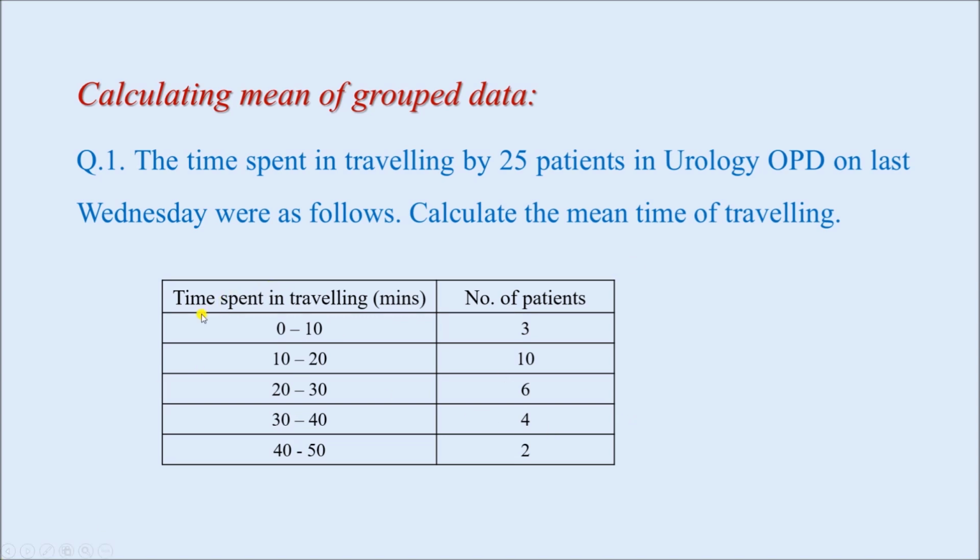Here in the first column we have the time that is spent in traveling in minutes and the number of patients in the second column. So we can say that 3 of these patients had to travel for up to 10 minutes to reach the urology OPD. Similarly, 10 patients had to travel for a time in between 10 minutes to 20 minutes. So like this. So we need to know what is the average time spent in traveling by all the patients.